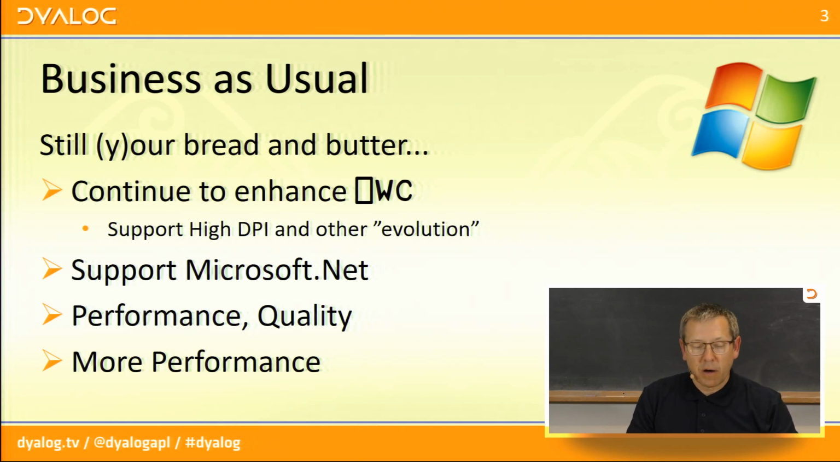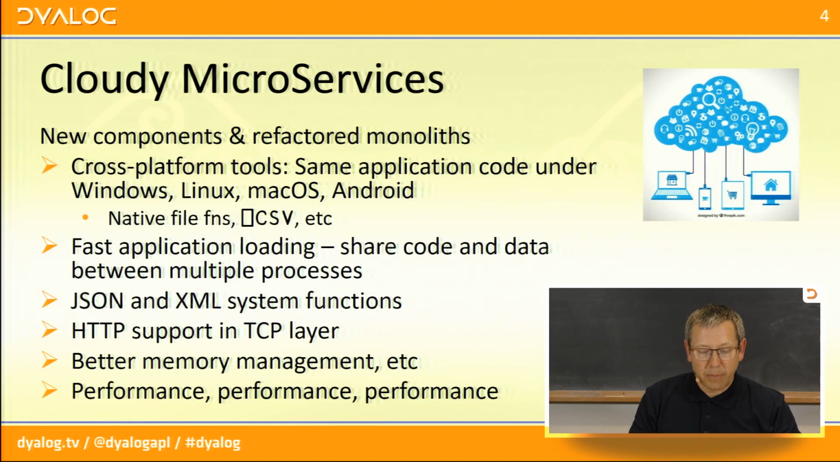So we're not giving higher priority to one; we're trying to deal with all of the modes of operation that we can see our users are working in. So for the people doing business as usual, we're enhancing the Win32 based UI, supporting high DPI and other evolutionary features. You know, Microsoft .NET and all of its APIs are really important, both the desktop version and the new core or nano versions, whatever they're calling them. Performance, quality, and even more performance to support the bread and butter applications.